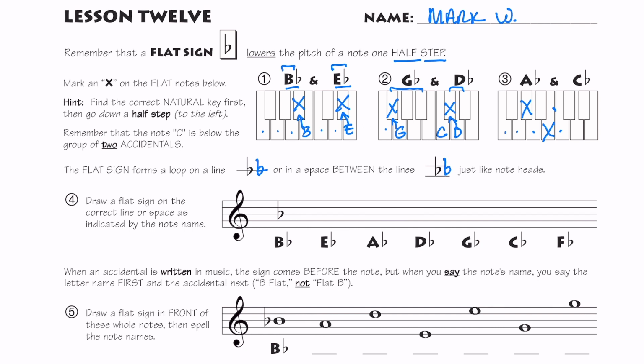So let's draw a flat sign on each of the correct line or space as indicated here. So here's an E. You could go E flat down here, or you could go E flat up here. A flat. D flat. G, very good. You know all these letters, right? C flat. Try to get it right inside that space. F flat. Yeah, believe it or not, there is an F flat.